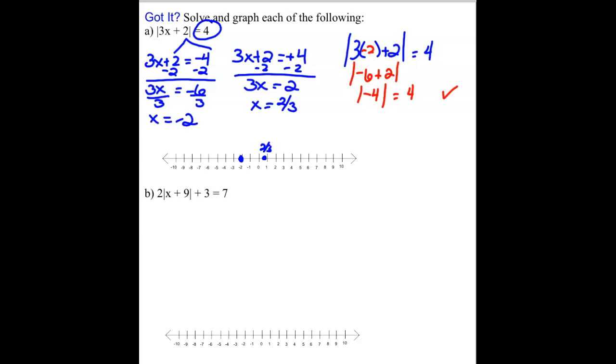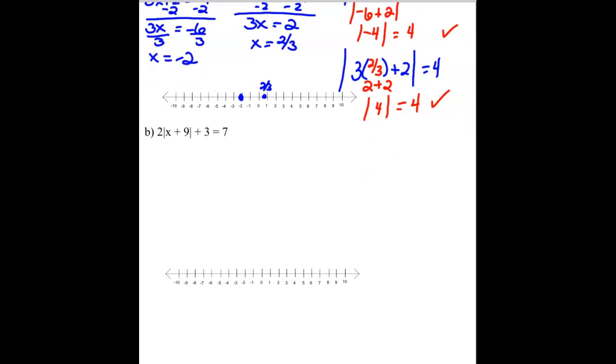Plugging in the second possible answer. The absolute value of 3 times something plus 2 has to equal 4. We are going to dump in a 2/3. 2/3 times 3 is just 2. 2 plus 2 is 4. When we take its absolute value, we get 4. So they do both work.